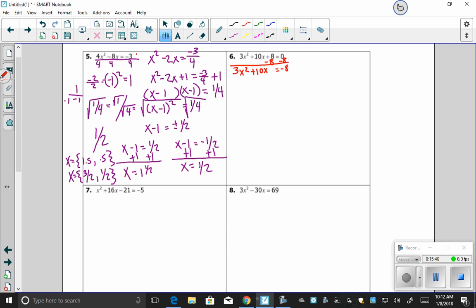Now, because my a is 3, I have to divide everything by 3, so that I get x squared plus 10/3 x equals negative 8 over 3.